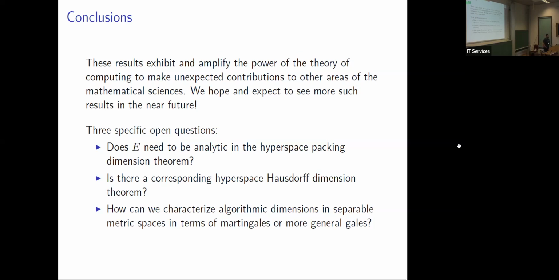So my question is whether the definition of the bounded resources algorithmic dimension is only in terms of martingales or gales, or is there also an algorithmic information characterization of that one? The resource bounded version has only been done with gales.